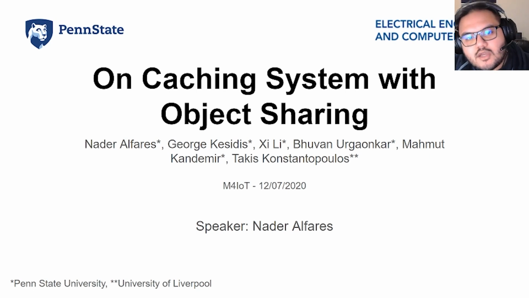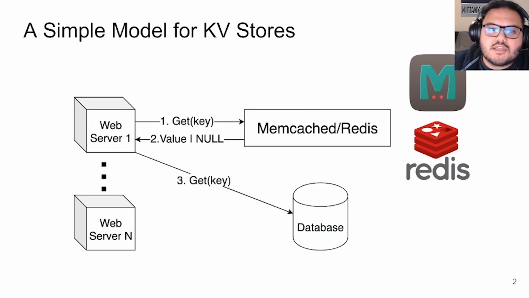Hello everyone. Today I'll be presenting our work on a caching management system over the cloud that considers object sharing. So let's consider a simple system that consists of a database and a caching unit, as illustrated on the right side of the slide. These two are typically placed in a single data center or in a single region.